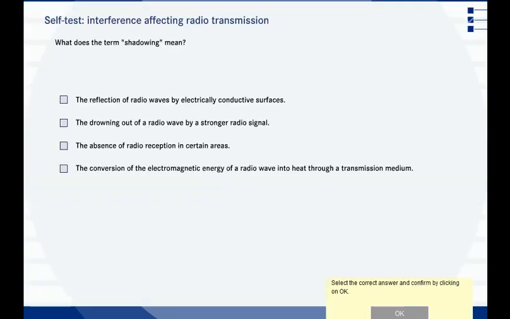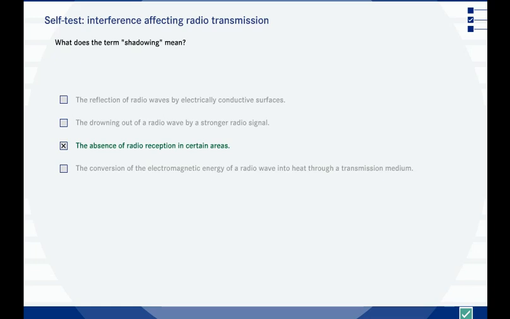What does the term shadowing mean? Please select the correct answer and confirm with OK. That's correct. Shadowing occurs when radio waves are so heavily blocked or altered in their travel that they can't reach certain areas.